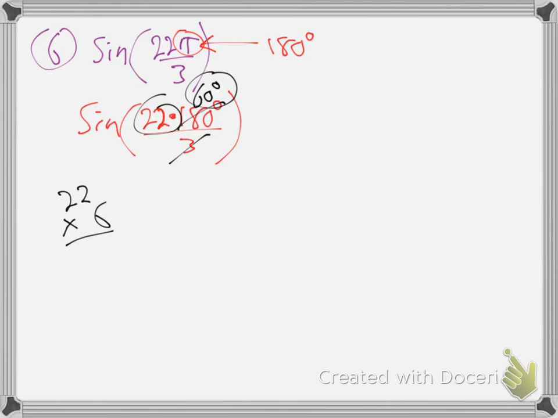So let's go 6 times 22. 6 times 2 is 12, 6 times 2 is 12, add 1, 13, and then throw on a 0. So this becomes sine of 1320 degrees. Everybody see what's happening there? I divided first and then multiplied afterwards, and the way I multiplied by 60 is I just multiplied by 6 and then added a 0 at the end. 1320. Now what do we do with 1320?